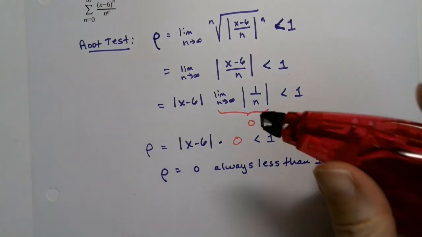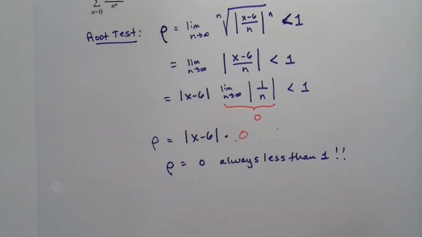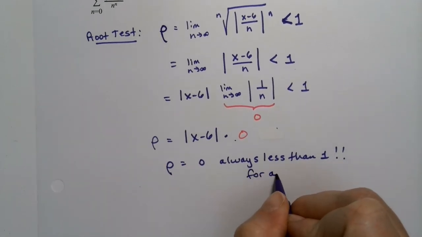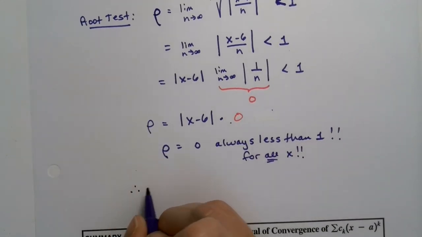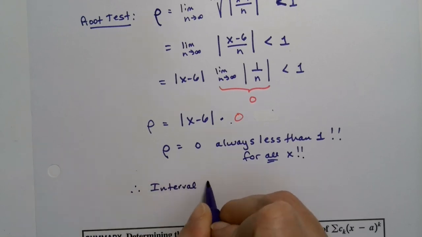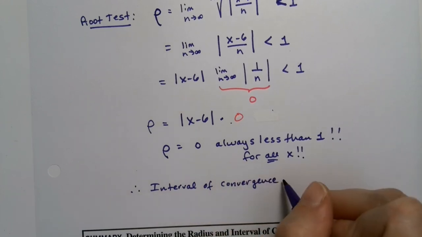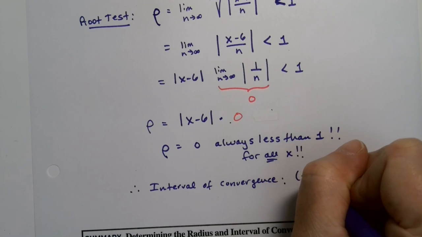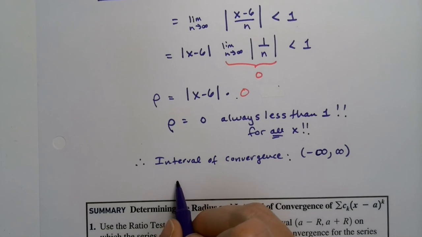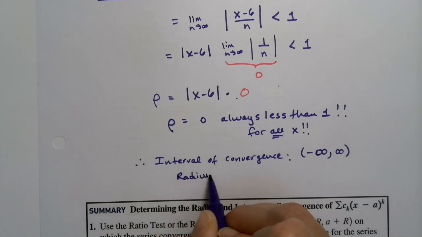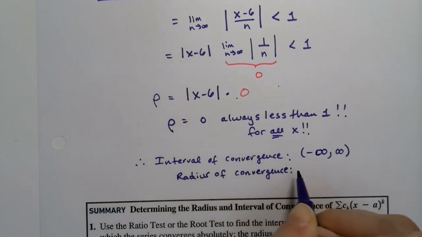Here, maybe it'll be clear if I just get rid of that part. So you have the x minus 6 times 0, that's 0. 0 is always less than 1 for all x. Therefore, my interval of convergence would be negative infinity to infinity. My radius of convergence would be infinity.